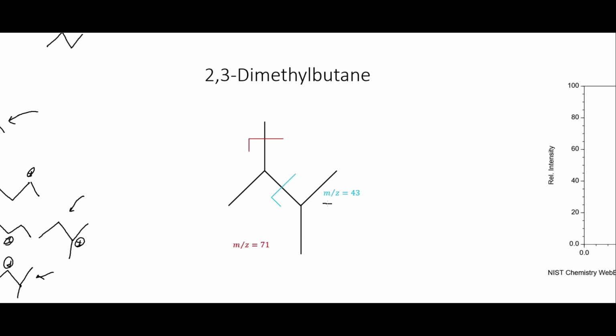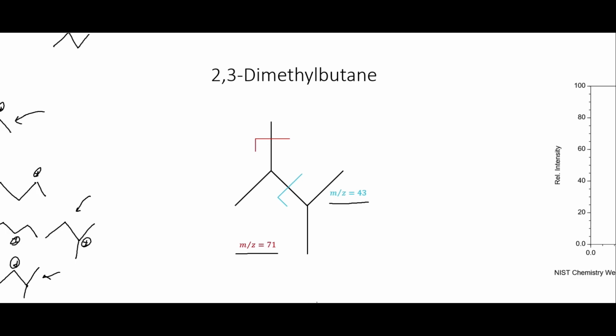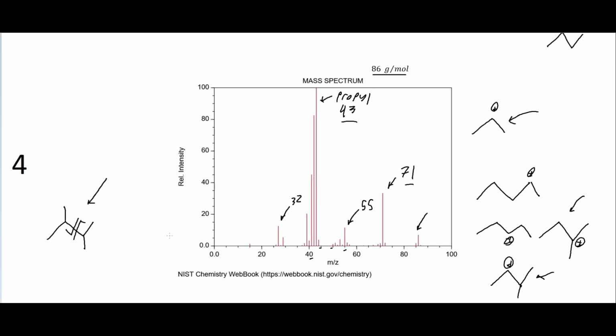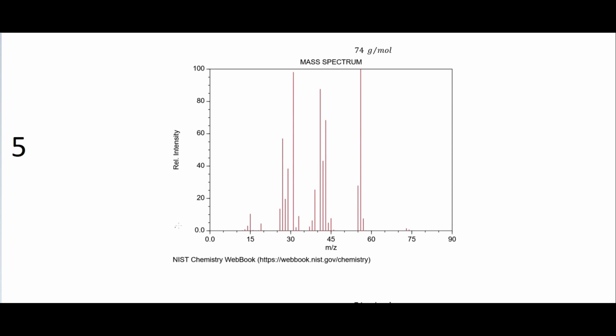So we can get the propyl groups by breaking it in either one of those directions, and we can get that pentyl group by breaking off one of the methyl groups like that. And so that is going to be 2,3-dimethylbutane. Then we can move on to this one here.